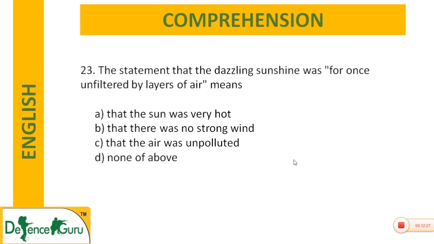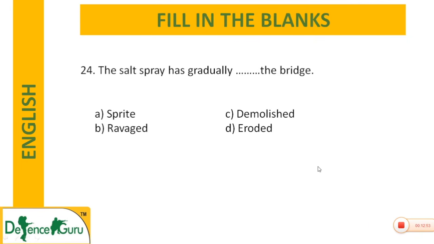Now question number 23. The statement that the dazzling sunshine was once unfiltered by the layers of air. Here it means that the sun was very hot, that there was no strong wind, that the air was unpolluted, or none of the above. Nothing out of these three given options is mentioned. Such an incident is not mentioned in the passage. So according to this, none of the above will be the right one.